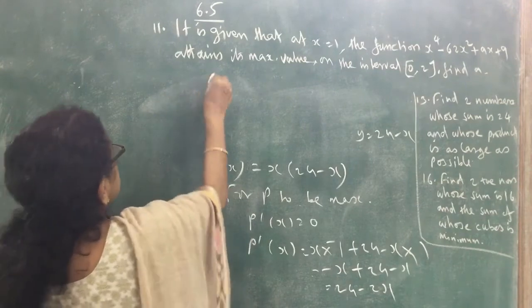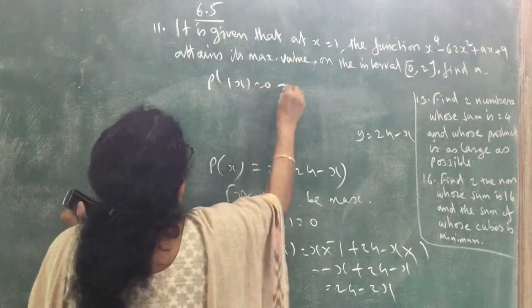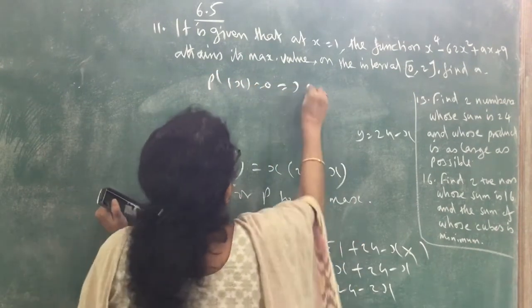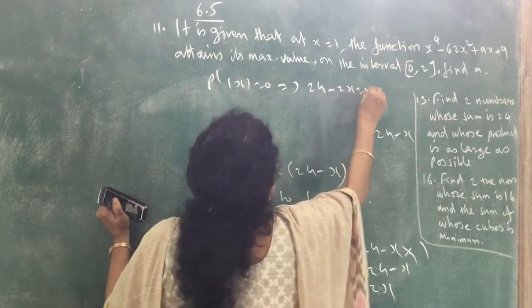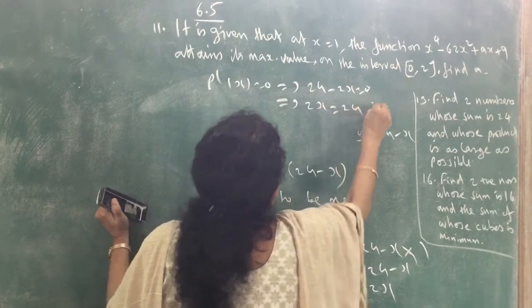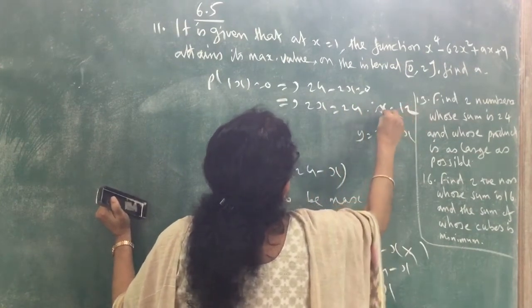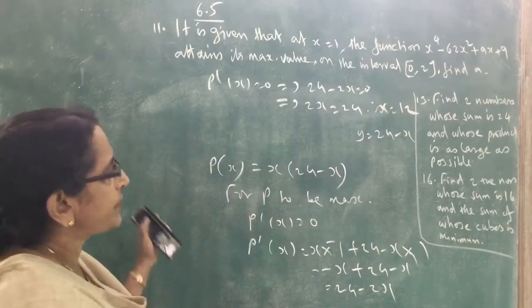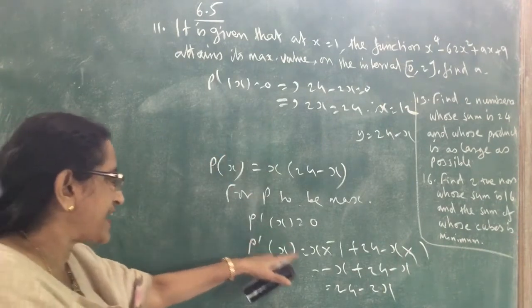So p dash x equal to 0 implies 24 minus 2x equal to 0. That implies 2x equal to 24. Therefore x equal to 12. So we get x equal to 12. So when x equal to 12, we got p dash x equal to 0.